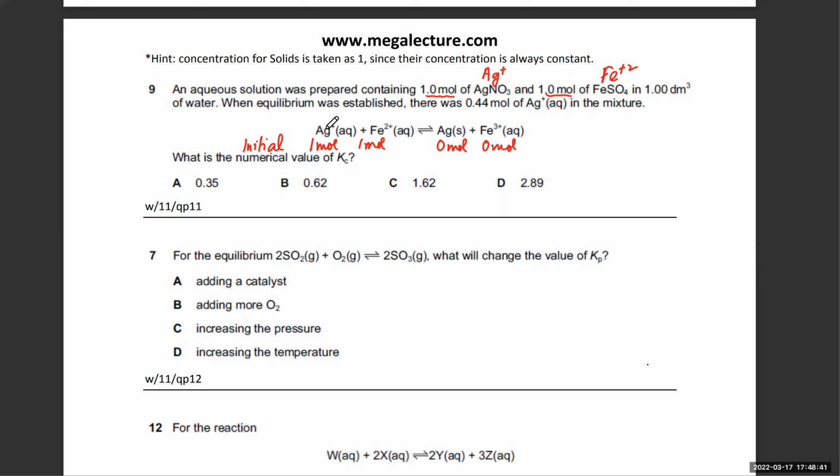Then he says the reaction must have gone in the forward or backward direction, and equilibrium must have been established. Once equilibrium was established, there were 0.44 moles of silver ions. So if you had 1 mole initially and now you have 0.44 moles, where did the 0.56 go? The 0.56 must have reacted. Is that clear?